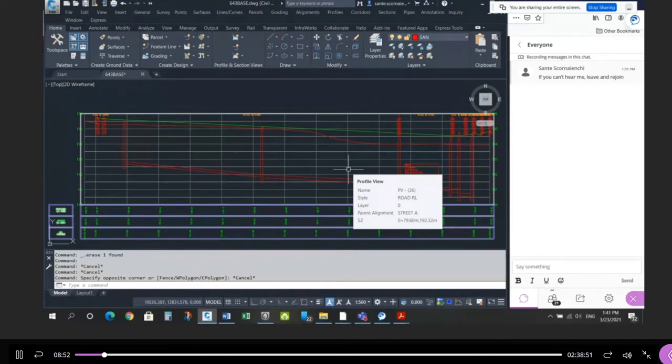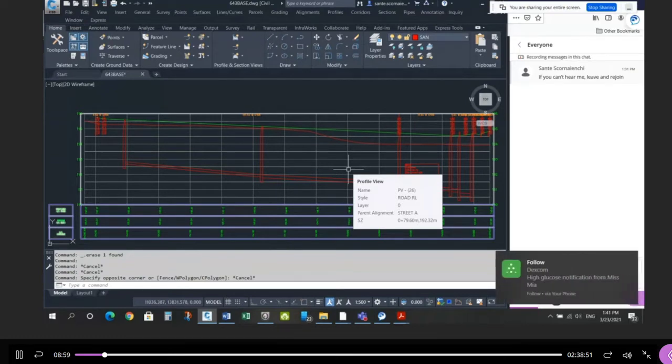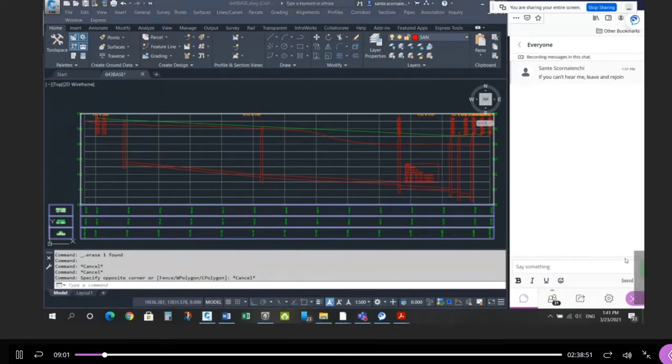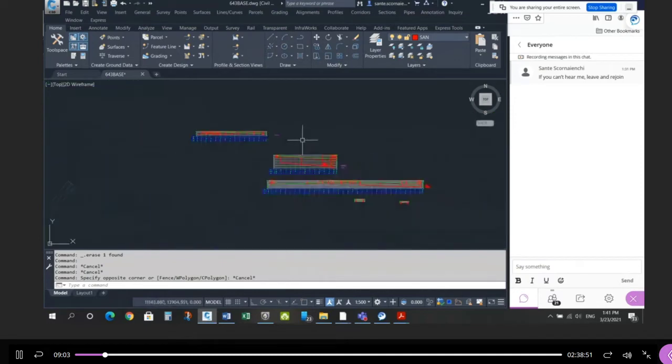The profile is the bottleneck for the whole design. Without the profile, you can't do the corridor model, you can't do a corridor surface, you can't do your lot grading, you can't do your pipe design to get your top of maintenance hole elevation. All right, so what did I mark next?